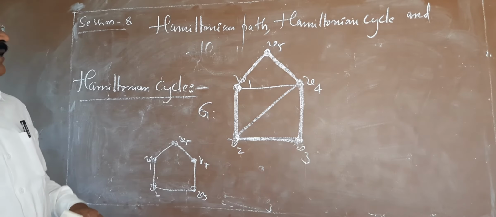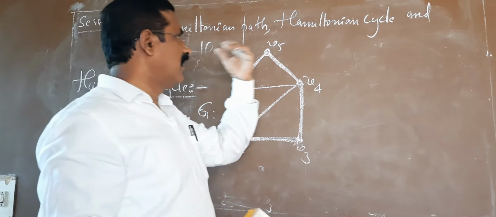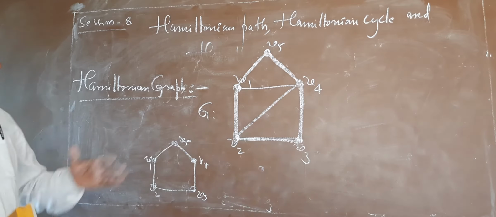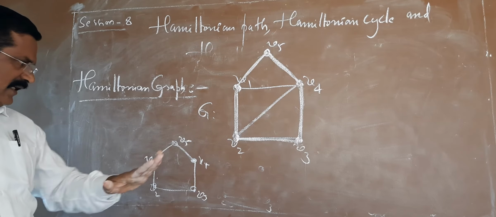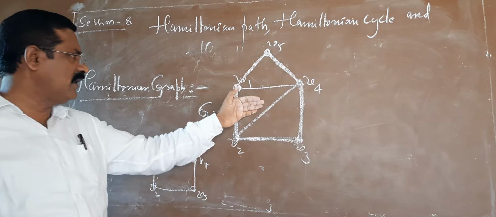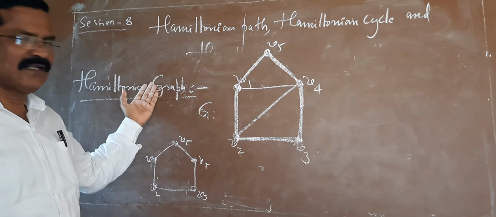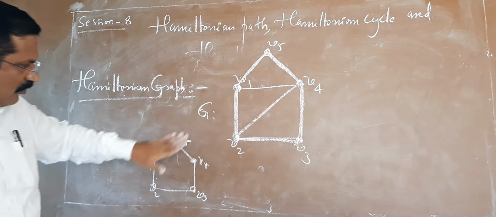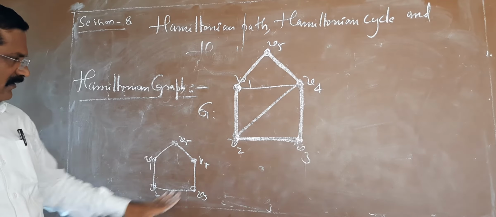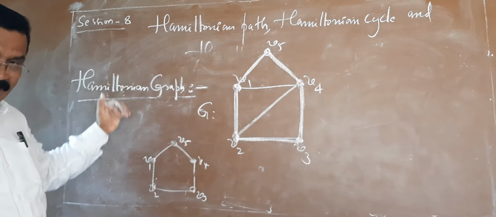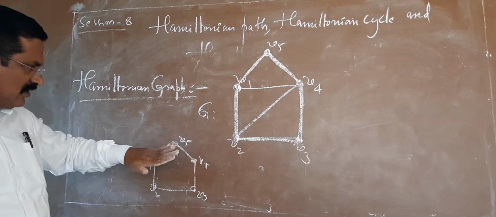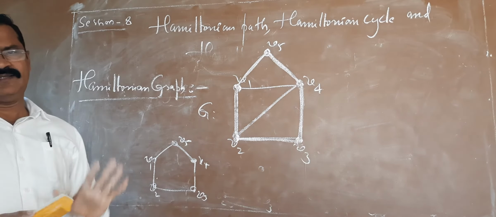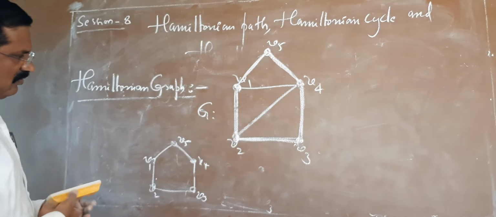Okay. Next, what is a Hamiltonian graph? A graph containing a Hamiltonian cycle is called a Hamiltonian graph. A graph which contains a Hamiltonian cycle is called a Hamiltonian graph. This is an example of a Hamiltonian graph because this graph contains a Hamiltonian cycle, or you can say a spanning cycle, which is called a Hamiltonian cycle. So this graph has got a Hamiltonian cycle or spanning cycle. That's why this graph is called a Hamiltonian graph. I hope you have followed this very easily.